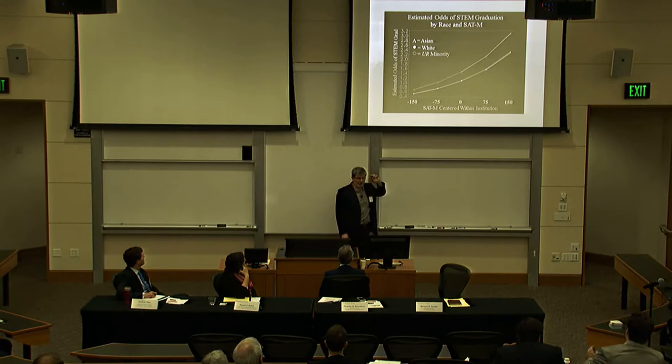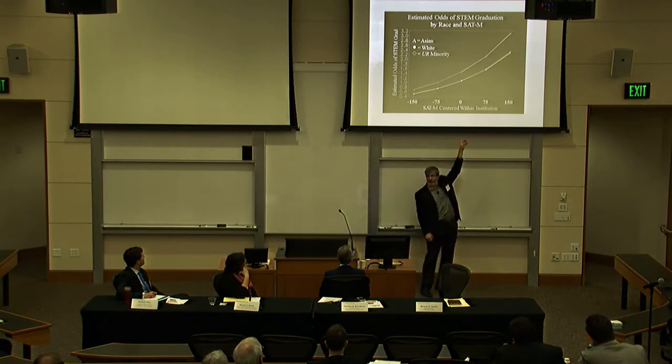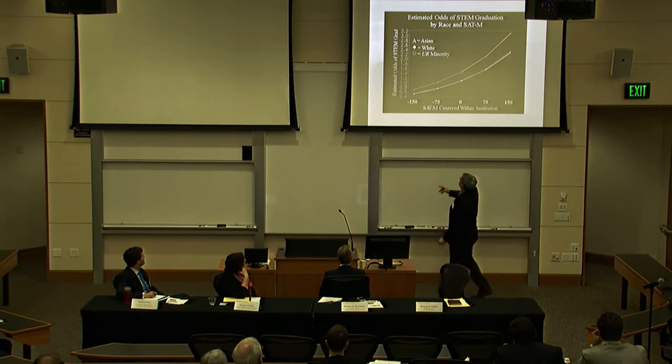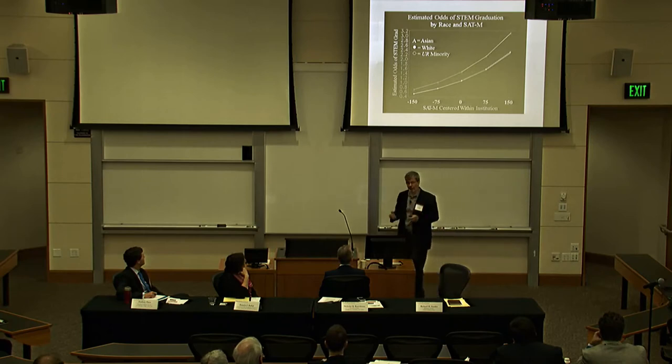And so the center of the graph is people who have the same credentials as their classmates. So they would be at the zero point here. And the typical student at that point has a 1.0 odds of graduation. In other words, they have the typical rate of graduation.